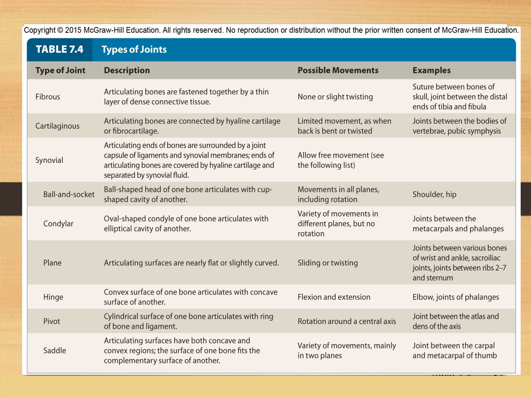Cartilaginous joints. This is where the bones are connected by either hyaline cartilage or fibrocartilage. The amount of movement is limited, as when the back is bended or twisted. This is found between the joints of the vertebrae and in the pubic symphysis.